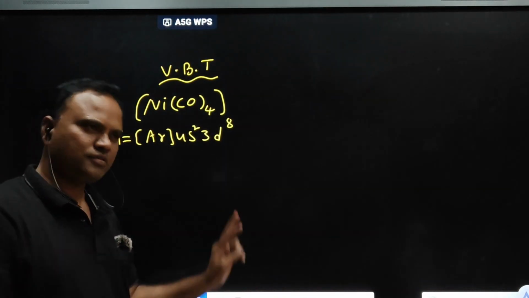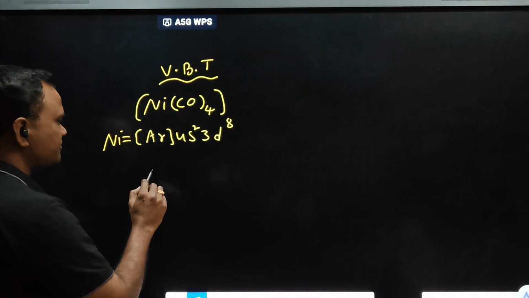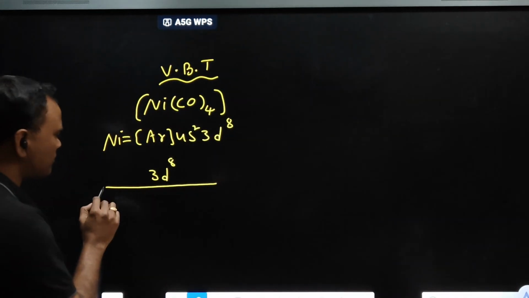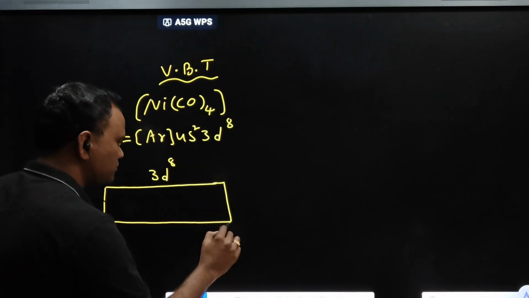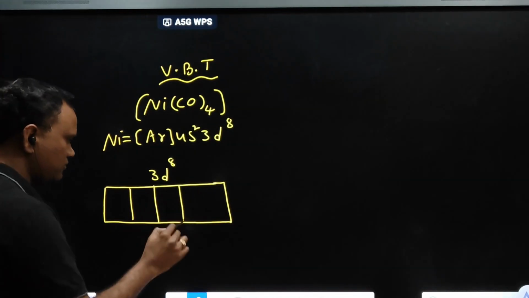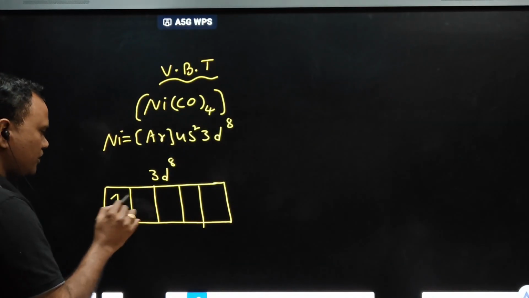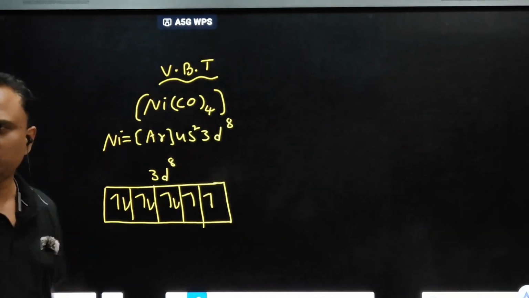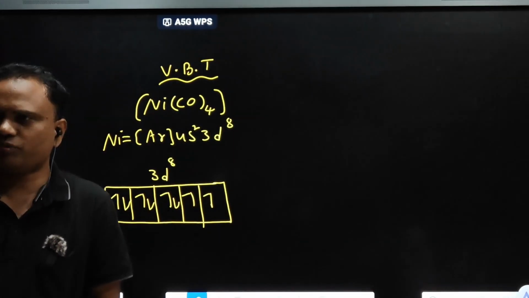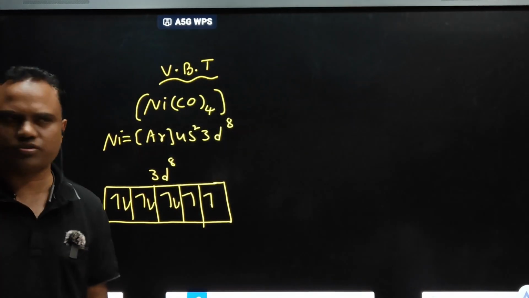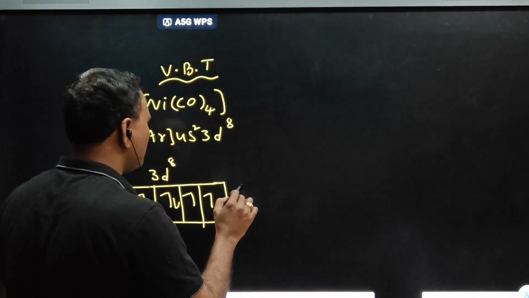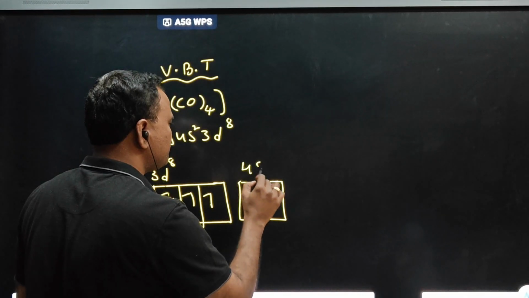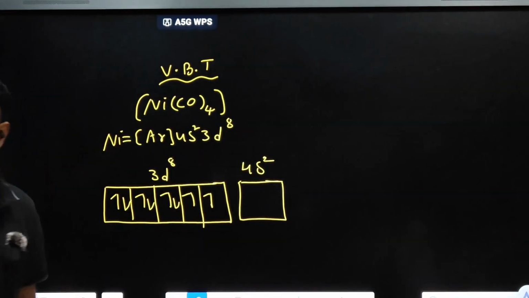Next step, swap these two, 3d8, and give some space here to write the orbitals. 1, 2, 3, 4, 5, 6, 7, 8. According to Hund's rule, we fill the electrons. And 4s2. Online students, right?